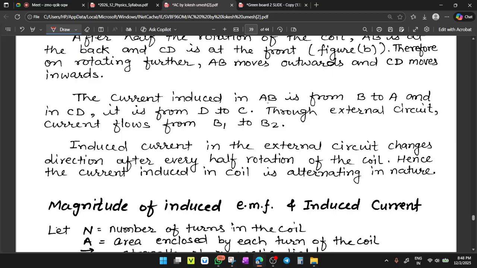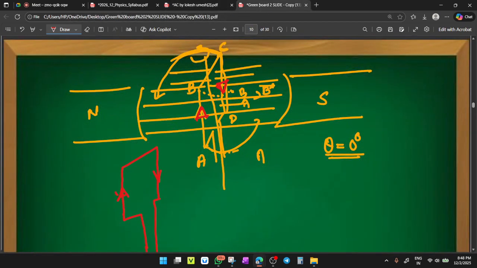The current induced in AB is from B to A. Now the current in AB will move from B to A because B goes to the backside. See here, this is A, this is B, this is C, and this is D. So when a current is moving from A to B, on going to the backside, the current will be flowing through B to A.